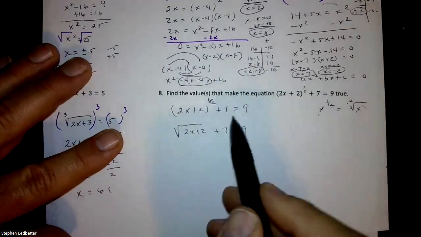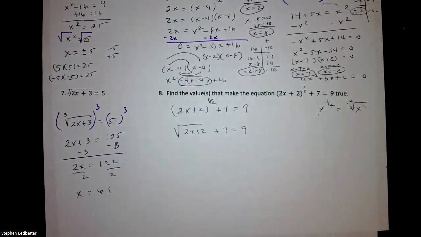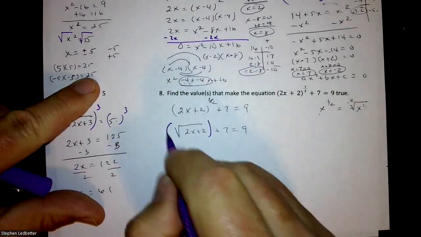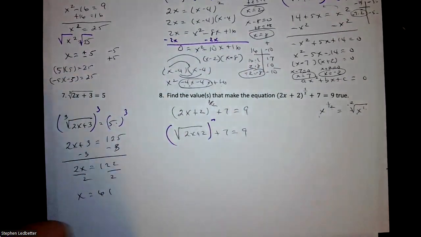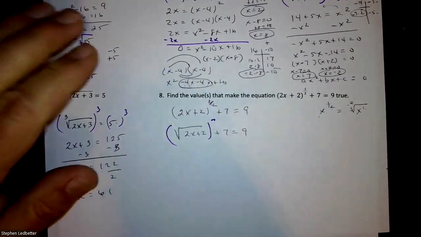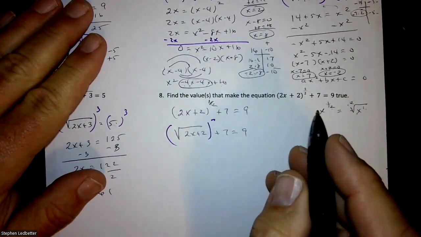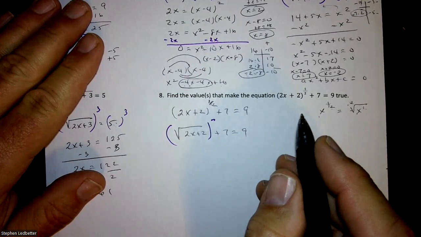See, it's just a fancy exponent. 1/2 means that right there. So now I'm going to take the square to both sides. Oh, I got to do something first. I forgot. I didn't even catch it till just now. I got to subtract 7 from both sides first.